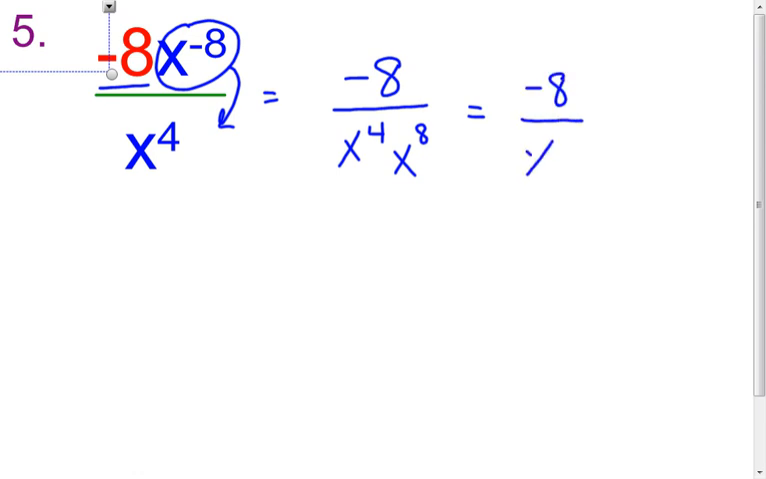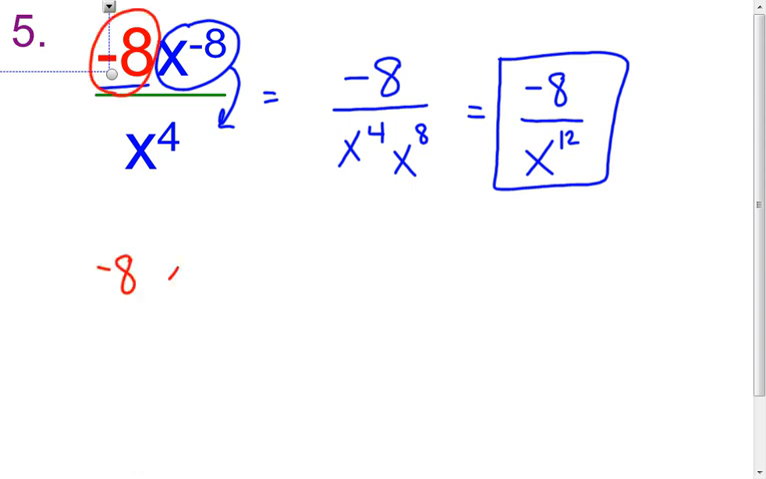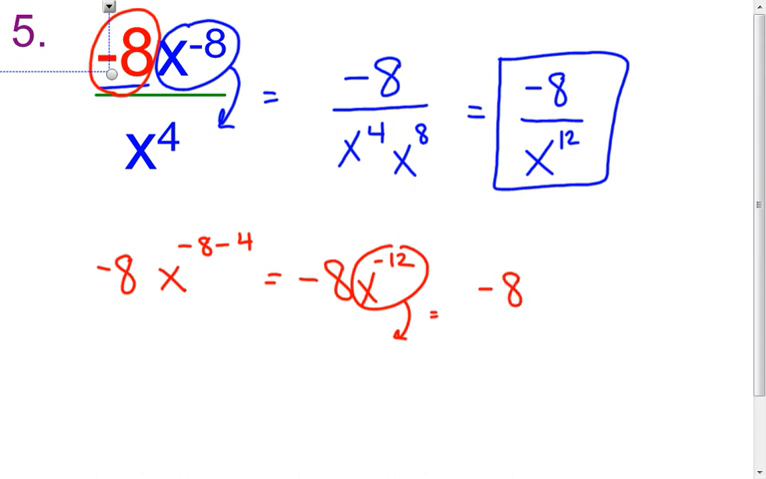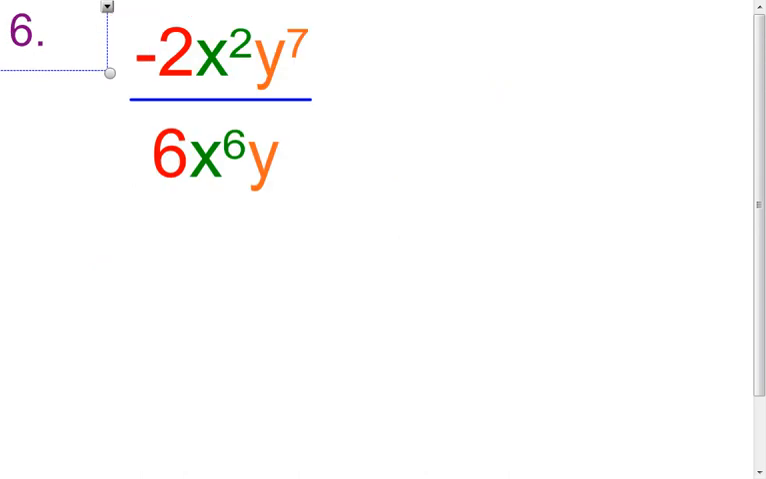I would add my two exponents and become x to the 12th. So 4 plus 8 becomes x to the 12th. The other way you could think about this is you have your negative 8 right here, and then I would have x to the negative 8 minus my bottom exponent, which is 4, which of course becomes negative 8 x to the negative 12th. And then this would need to come to the bottom so that it can become happy. And you can get the same answer either way. Whichever method works for you, that's great.